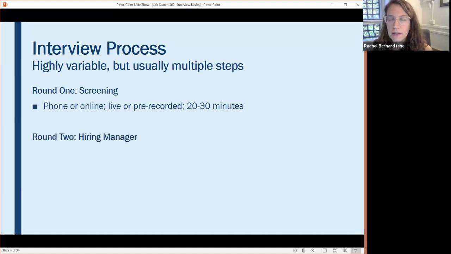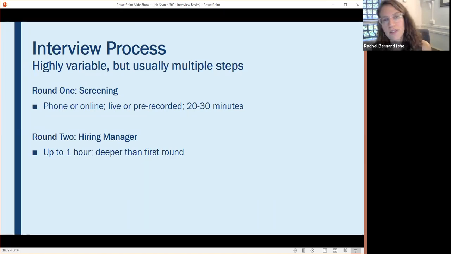Then there's usually a middle round where you would speak with the hiring manager. That's the person who would be your boss. That could either be one-on-one, or it might be with a couple of different people. It could be 30 minutes with one person, 30 minutes with another person. It could be 45 minutes with 3 people. There are different forms it takes, but that's what a middle round is.